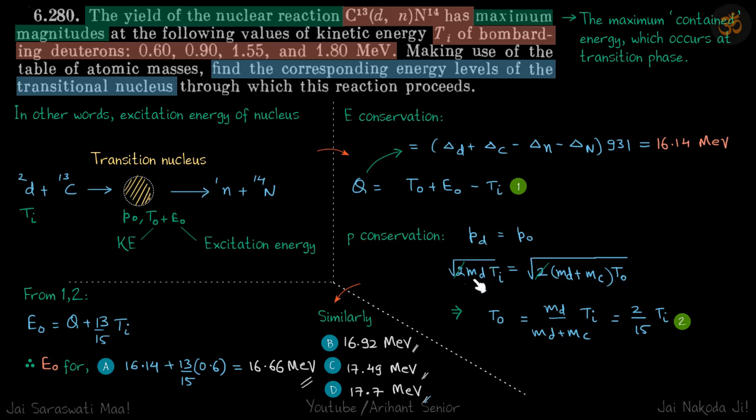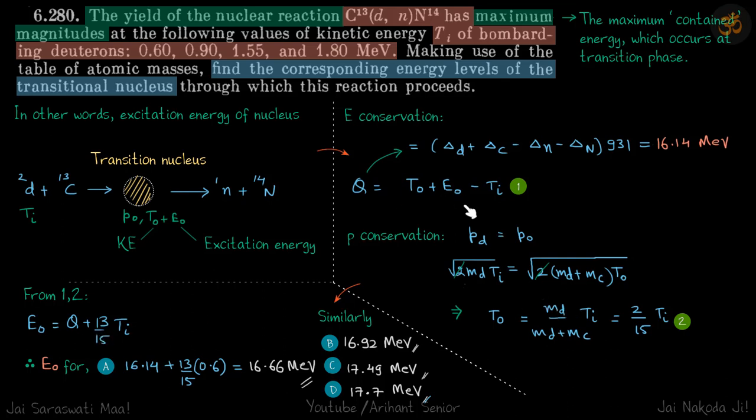Because we are given kinetic energies, we write these in terms of root 2 md Ti is equal to root of 2 times md plus mc, times T naught, because in the transitional phase everything is together. So it is the mass of deuteron plus mass of carbon times T naught. From equations 1 and 2, we will find the value of E naught. That comes to be this.